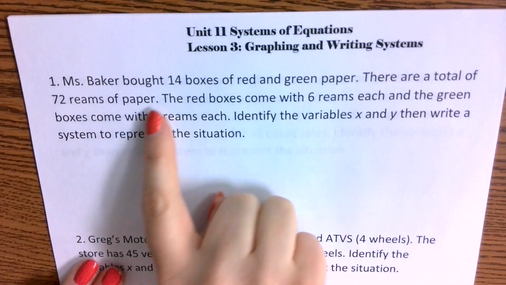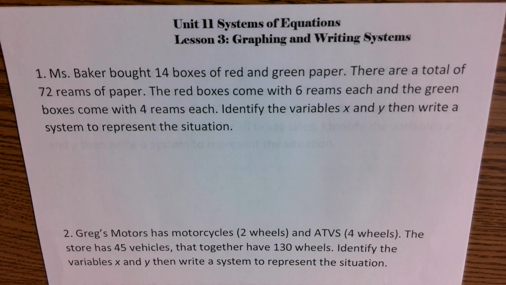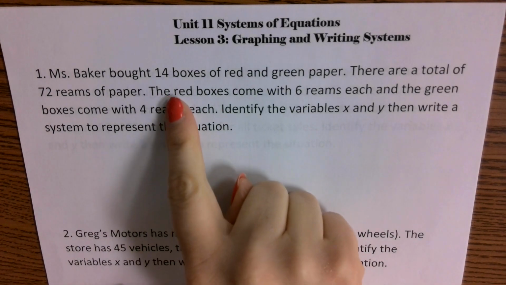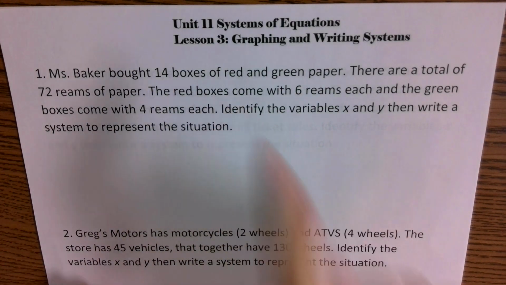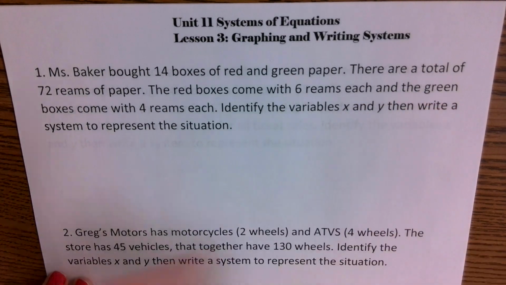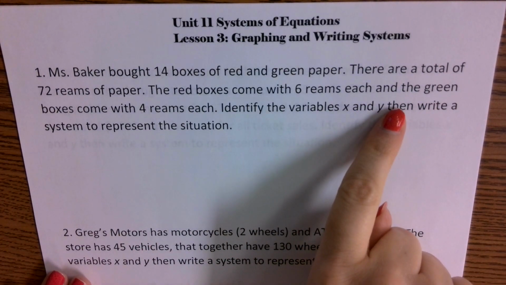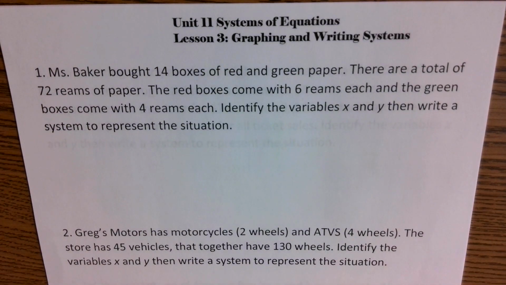So our first question, Mrs. Baker bought 14 boxes of red and green paper. There are a total of 72 reams of paper. So reams are those individual packs. If you look over at my cart, you'll see that I've got several reams of paper on there. They're just little packages, right? And when we buy them in boxes, it comes with several packs of those papers inside. The red box comes with 6 reams each, and the green box comes with 4 reams each. We want to identify the variables for x and y, and then write the system to represent the situation.